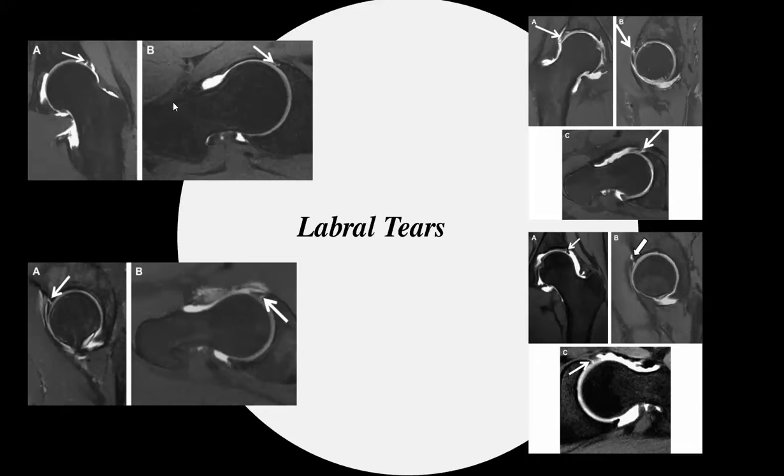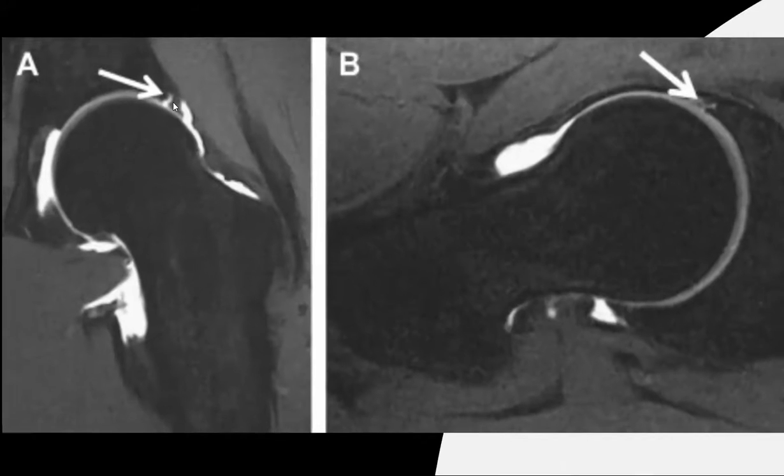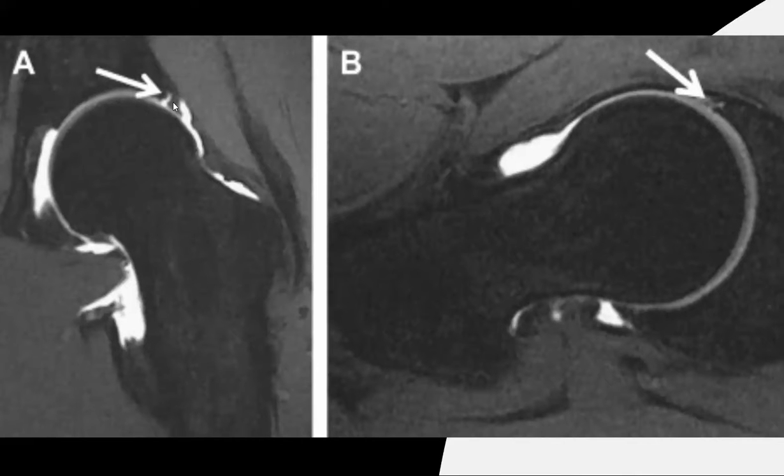Let's look at these images more carefully. So we'll start with this one over here. So let's orientate ourselves first. A is a coronal sequence, so front to back. This is the femoral head, this is the acetabulum, and the arrow is pointing to the labrum. B is an axial sequence, so from feet to head. Patient lying down, and you're looking upwards. This is the femoral head, this is the acetabulum.